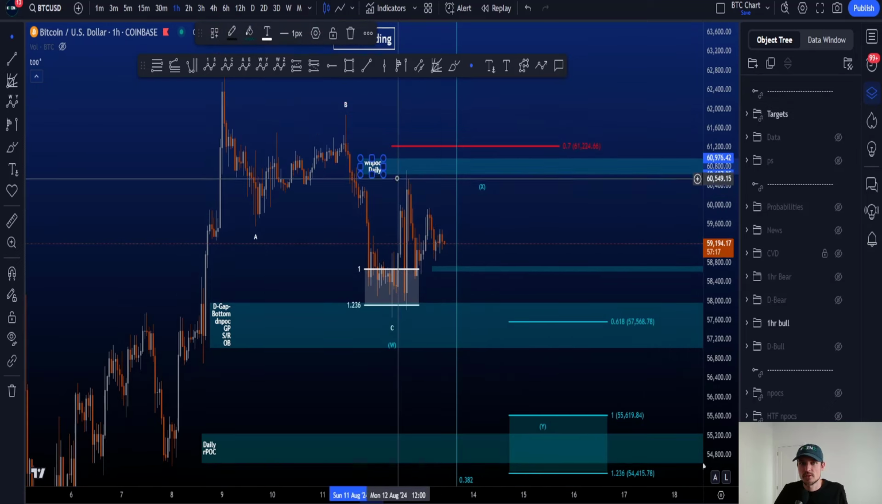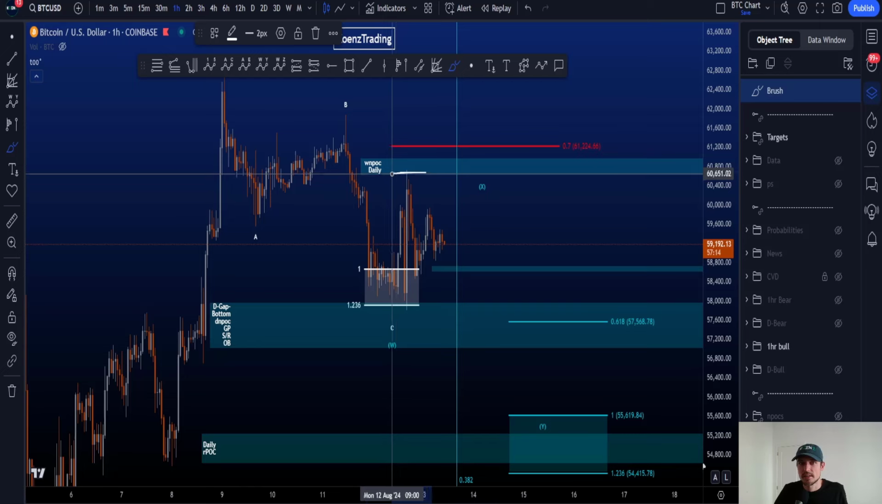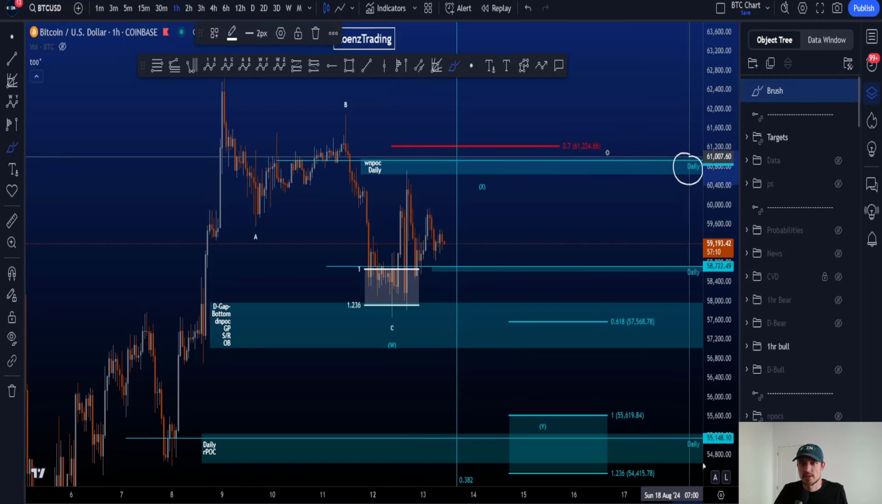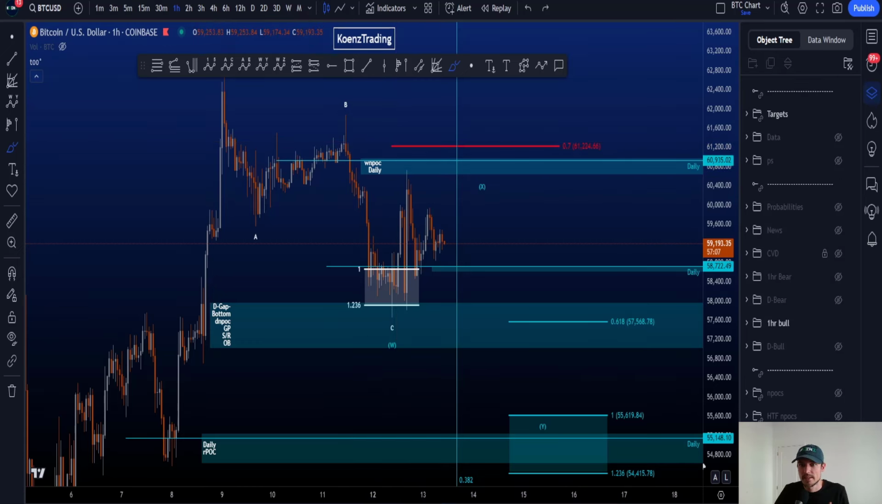We have the resistance to the upside. We hit the weekly naked point of control yesterday, but we have not yet hit the daily, so that is also why the blue box above is still on my chart. But the daily at 60.9k can still offer some resistance.